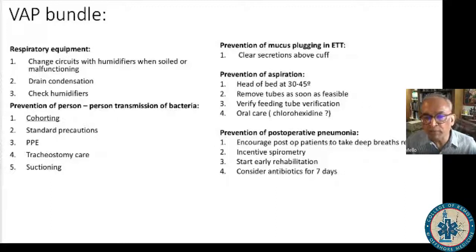And then finally, prevention of postoperative pneumonia by encouraging postoperative patients to take deep breaths regularly. These are done by the respiratory therapists or the physiotherapists. You can use incentive spirometry to improve the rehabilitation of the respiratory tract and start early rehabilitation. And finally, you would consider antibiotics for 7 days if the condition of the patient warrants it.